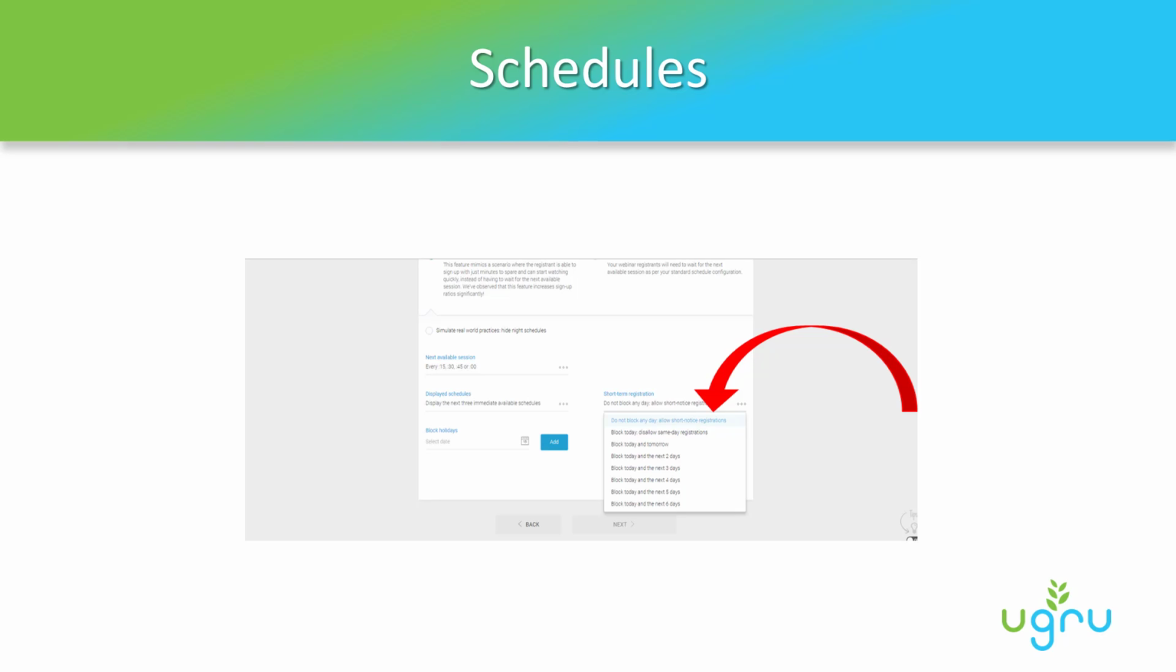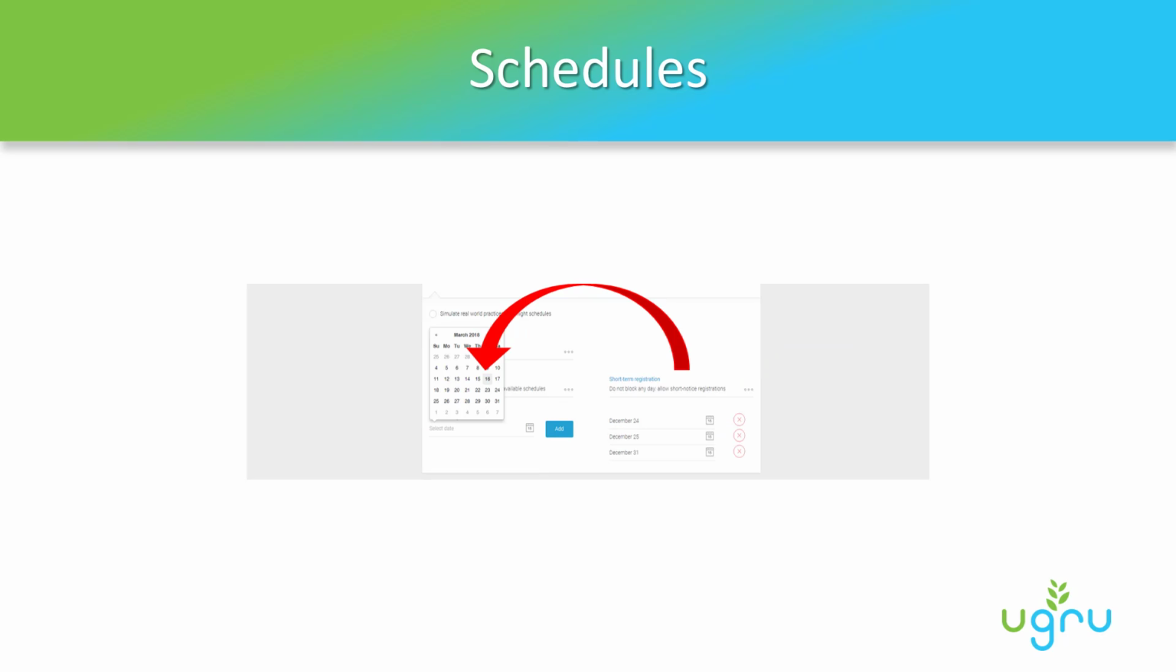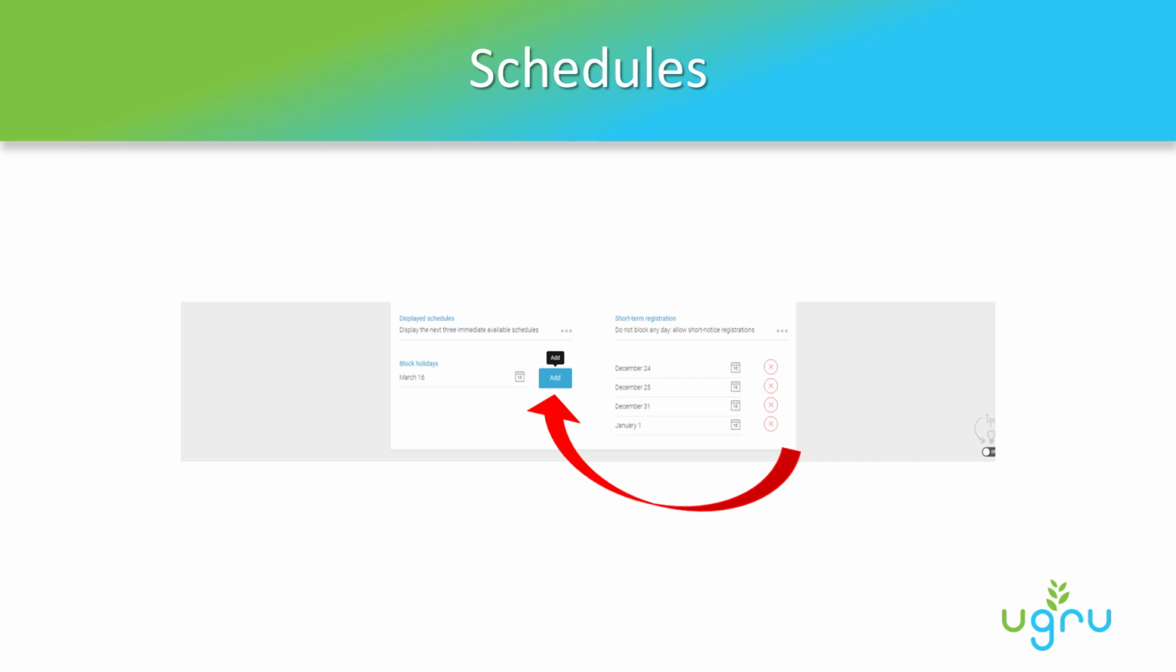Now, unless you're doing a live class or training through Everwebinar, choose not to block any day and allow for short notice registrations. If you're going to go on a vacation or will be out for the holidays, obviously you would block those days here. Click the calendar icon to choose the dates that you want to block. Once selected, it'll be displayed on the block holiday field. Hit the add button to save this date.